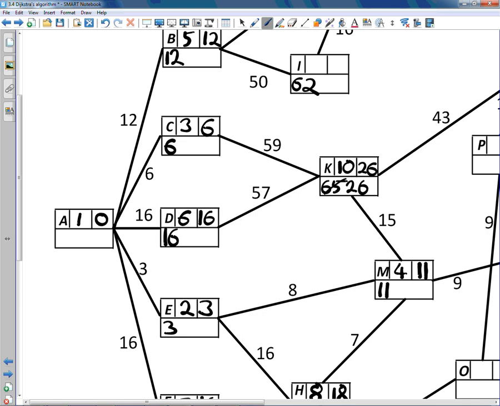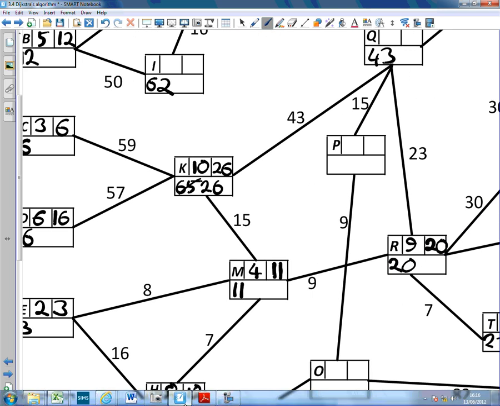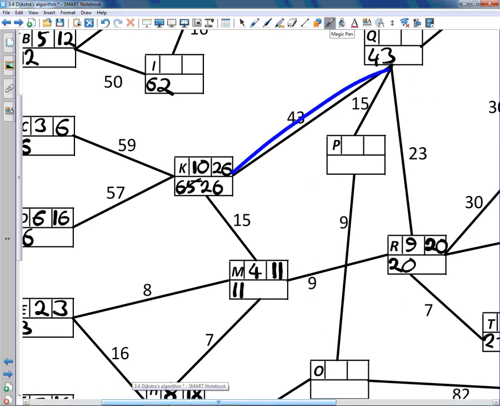Let's think about the implications. We can go to Q. Oh, you can see we're not going to get there in less than 43 because it would be 26 at 43, so that's not useful. And then K doesn't connect to any other unconnected vertices. All the other ones are connected vertices.